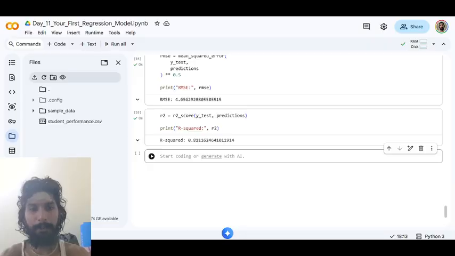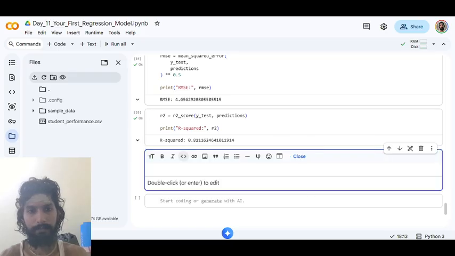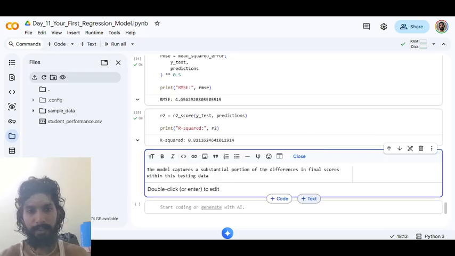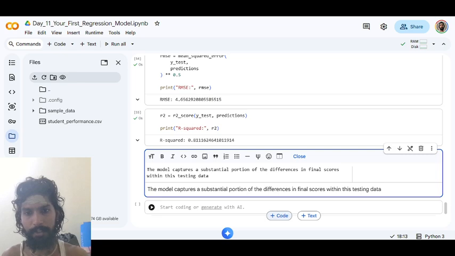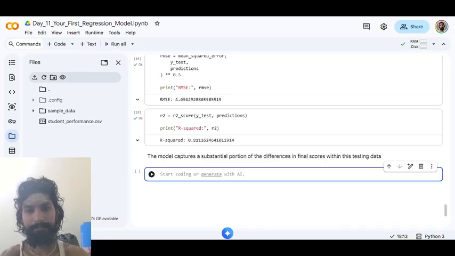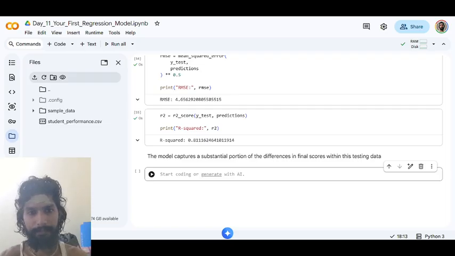So this is a simple interpretation of R squared error. The model captures a substantial portion of the differences in final scores within this testing data. And this is a simple interpretation for RMSE error.